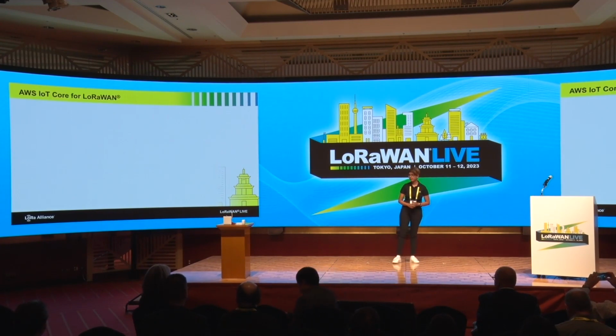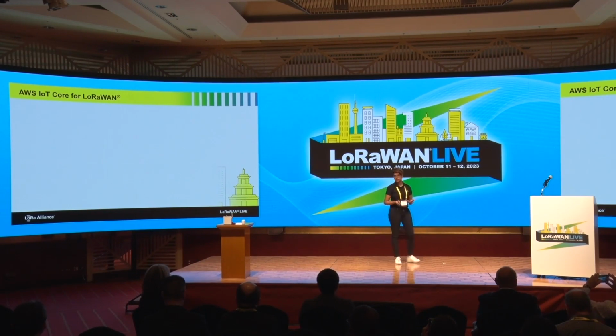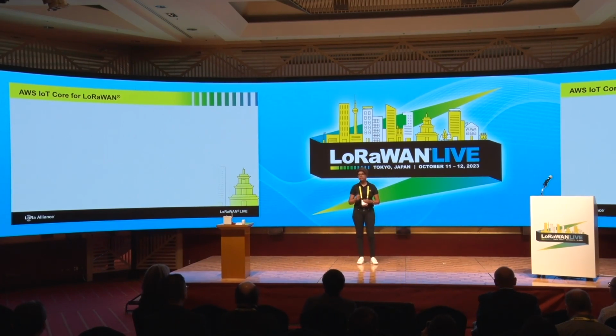So what is AWS IoT Core for LoRaWAN? AWS IoT Core for LoRaWAN is a fully managed LoRaWAN network server, which is backed by AWS infrastructure. So in order to have a connection, you connect the gateways to the LoRaWAN network server. And AWS IoT Core for LoRaWAN is serverless. I'll talk about what serverless is in a minute.